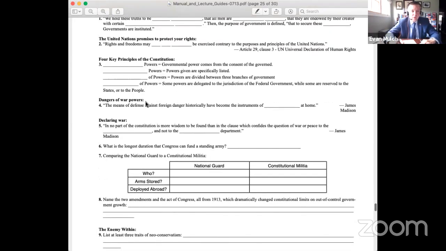What blank powers equal governmental powers, equal government power comes from the consent of the governed. Which powers come from the consent of the governed?